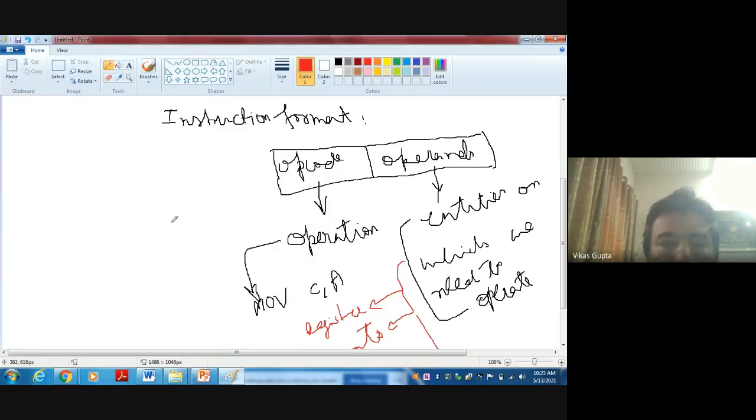Now we have different types of instructions. Now you know that our ALU performs arithmetic as well as logical operations.